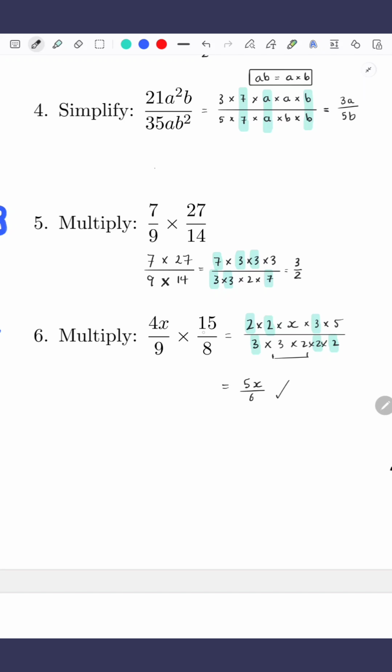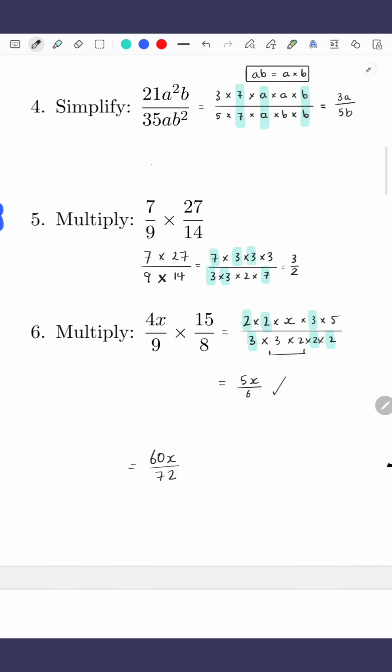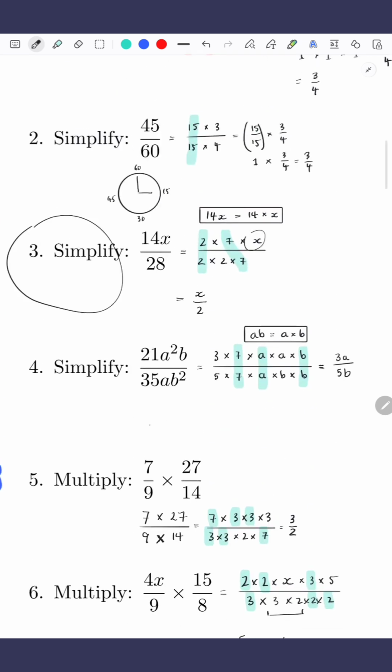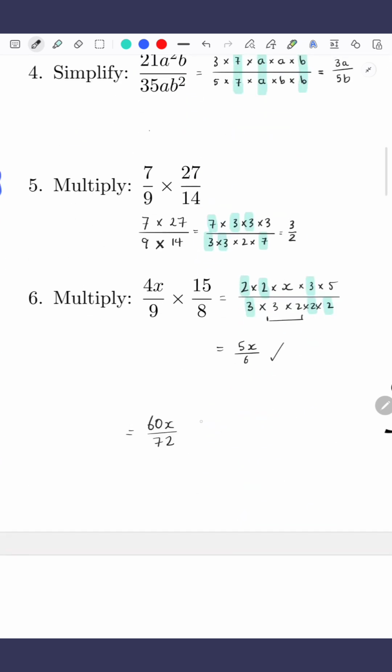You have multiplied these two together. But if you didn't do the cancelling out like we did here, you would have to go on and cancel out afterwards. And a little bonus for today's lesson, I'll just show you what that looks like. If I did 4x times 15, that would be 4 times 15, which is 60x. And that would be all over 9 times 8, which is 72. So you can multiply those together, and then your next step would be to cancel them down, just like you did in question 3. So prime factors, okay?